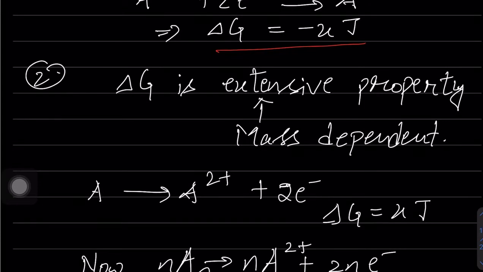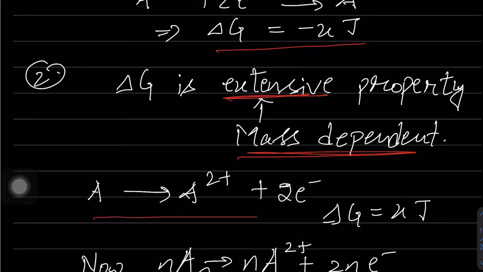Delta G is an extensive property. Extensive means mass dependent. What is delta G? Extensive. Extensive property means mass dependent, which depends on the mass. What do we understand by this? Let us take an example so that we understand it. Let us say again we have the same reaction. It is an oxidation reaction. Delta G is x joules.